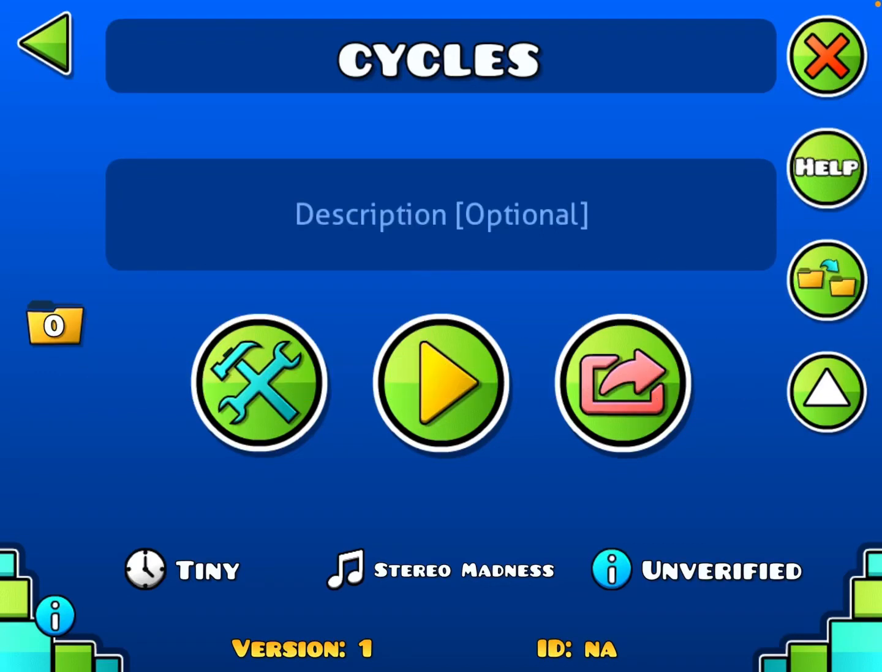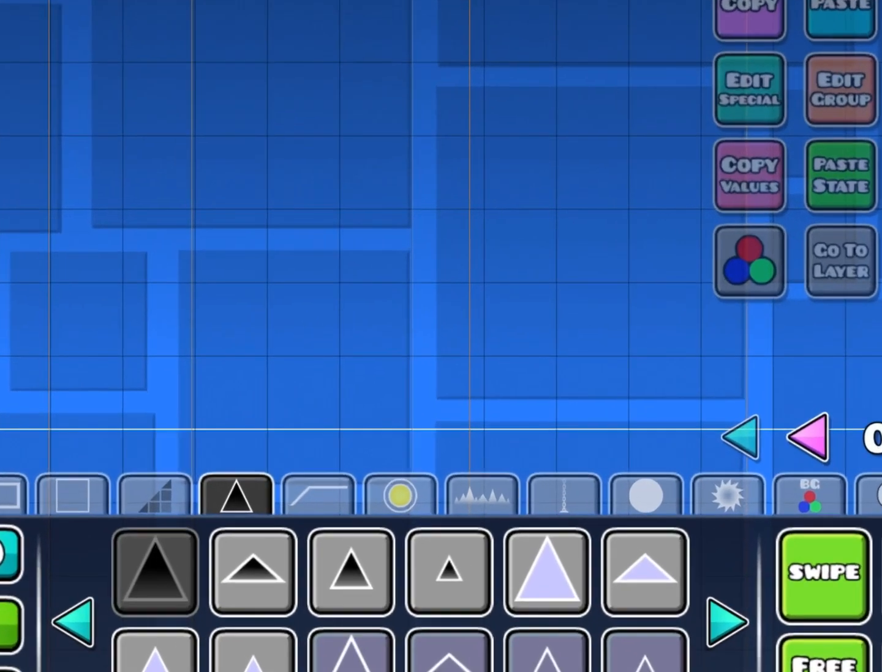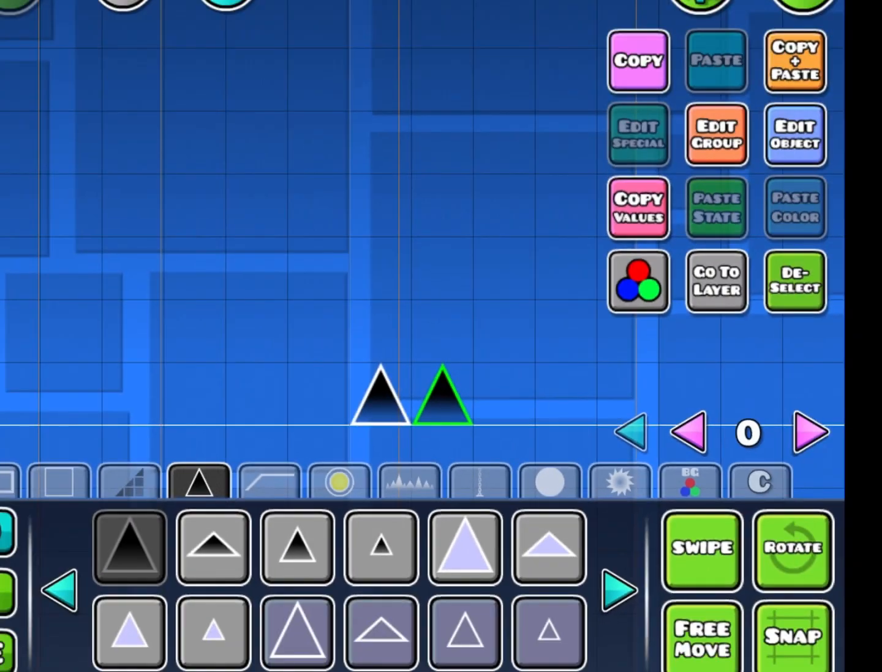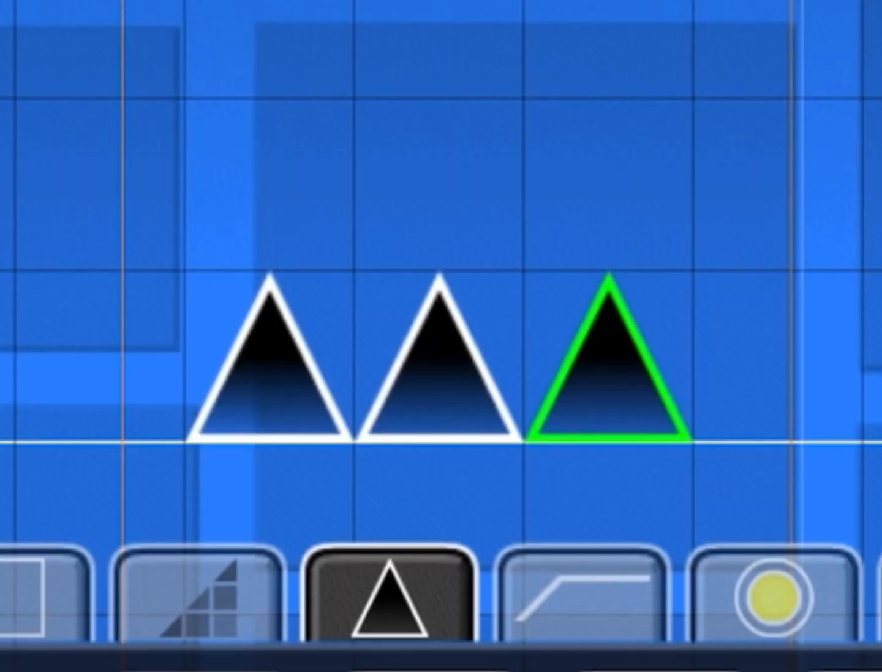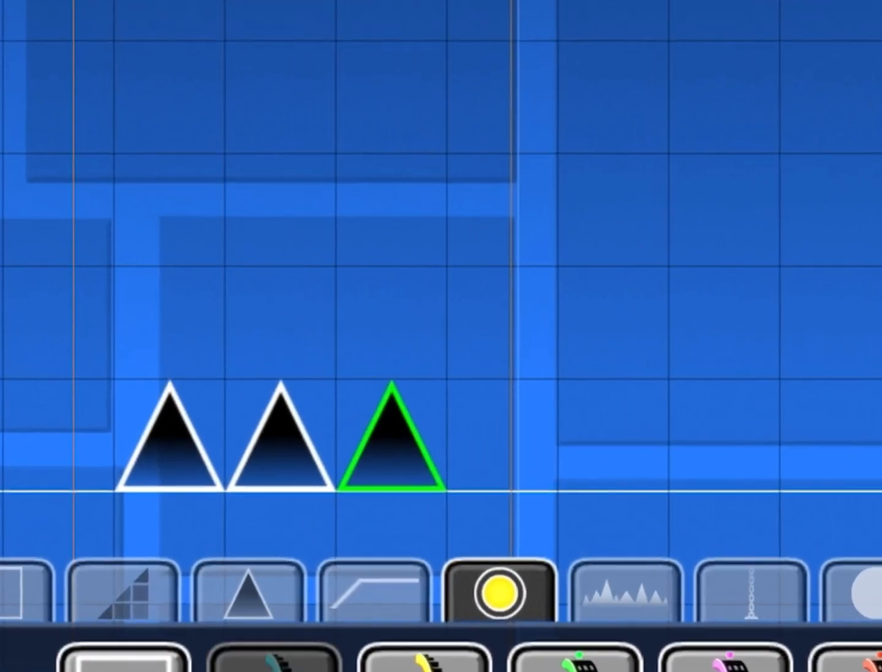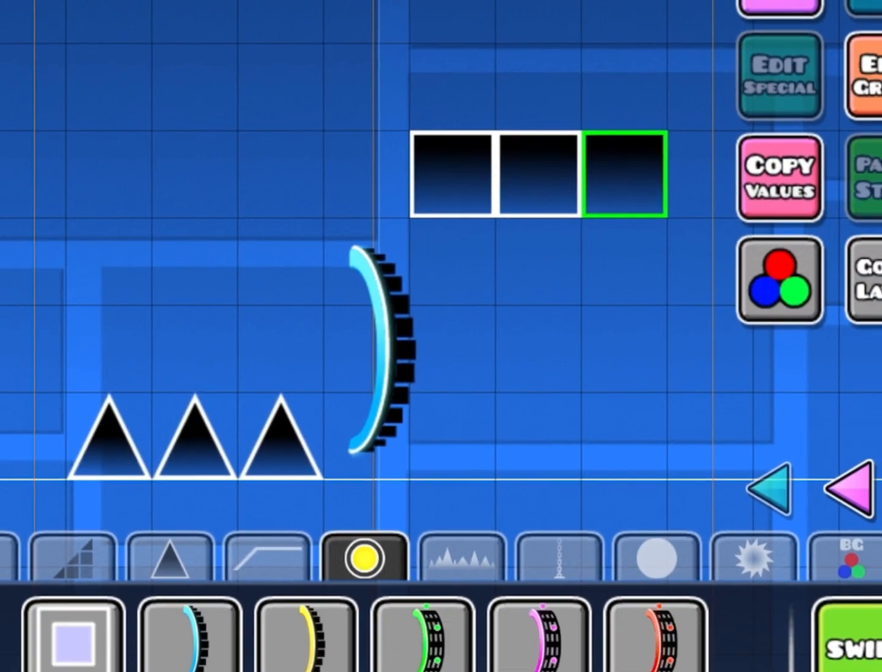So I just learned how to ride a bicycle, so I have inspiration to make a level called Cycles. So why don't I make it start off with simple cube gameplay, and like its predecessors, we must have triple spikes. Gravity portals are looking pretty good, so why don't I just make random gravity switches?